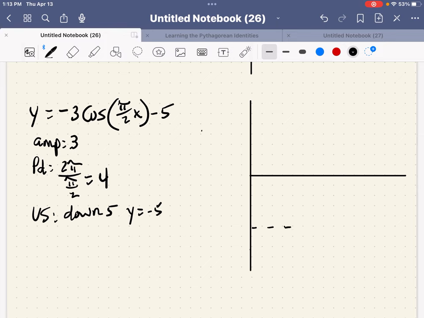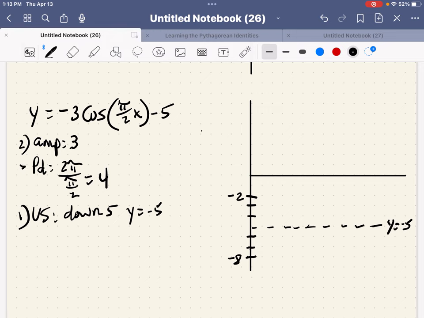So if I pencil in y equals -5 first. Secondly, the amplitude is 3. So if I go 1, 2, 3 tick marks above -5, I'd be at -2. And if I go 1, 2, 3 tick marks below, I'd be at -8. So that shows me that I know the amplitude is 3.